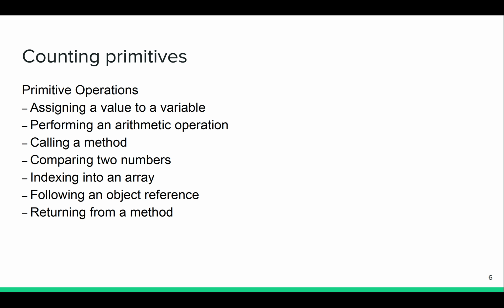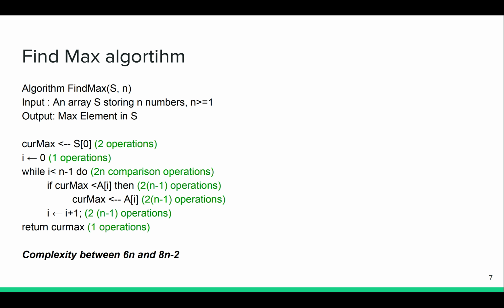Coming to the counting primitives. Counting primitives is a step where, given an algorithm, we try to find out how much time will be taken by each and every step written in the algorithm. These are some of the primitive operations: assigning a value to a variable, performing an arithmetic operation, calling a method, comparing two numbers, indexing into an array, following an object reference, and returning from a method. These are the primitive operations taken into account when we do the counting of primitives in the next set of slides. I've given a basic algorithm here, a findmax algorithm.